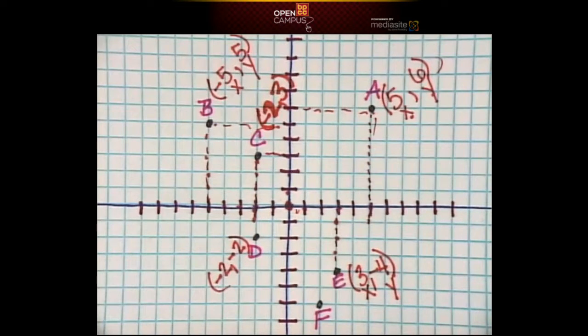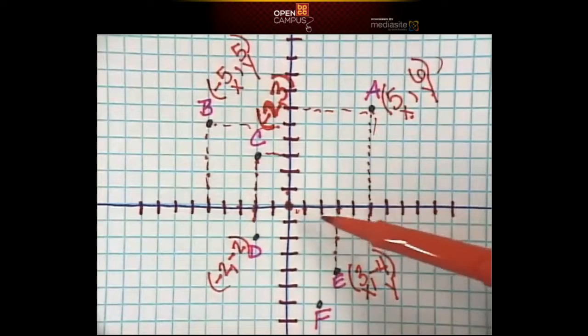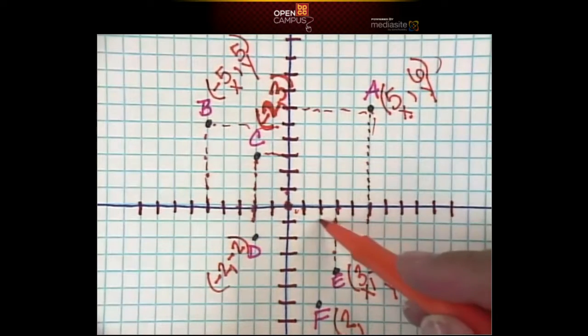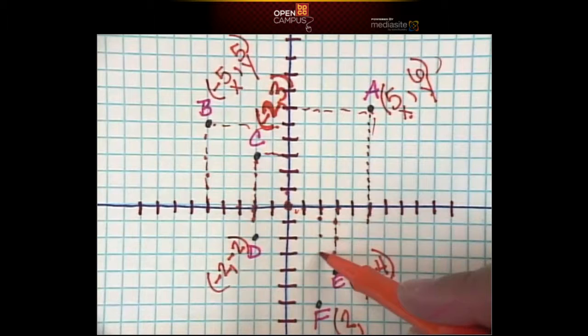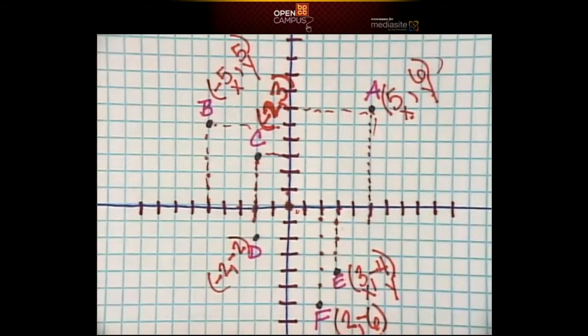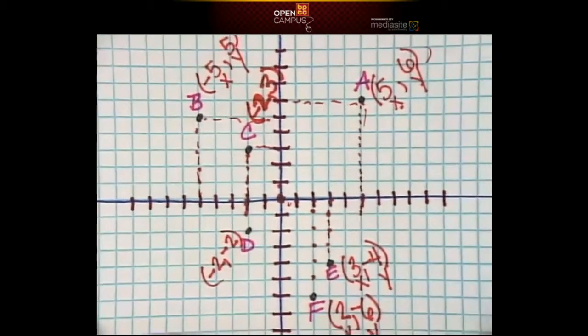Okay, now we have one more point left. So I'm going to count over 1, over 2. So that's positive 2 for my x value. That's your x. And then I'm going to count down 1, 2, 3, 4, 5, 6. Down 6. So negative 6 is my y value. Okay, that's all I have for this.